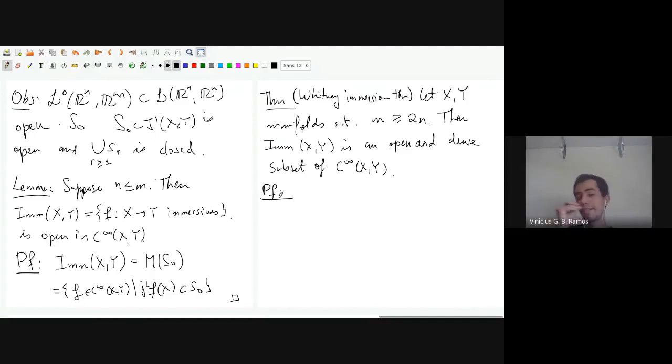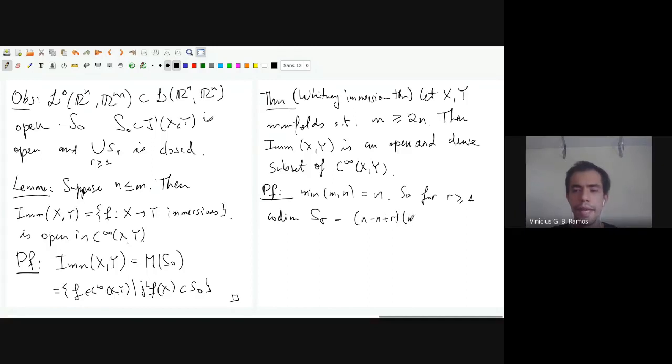Okay. So how do we prove this? At this point, it's actually quite simple. So the minimum of m and n, notice that's going to be n because of this assumption. For r greater than or equal to 1, the codimension of S_r is r times (n − n + r) times (m − n + r). So this is just going to be r times (m − n + r).